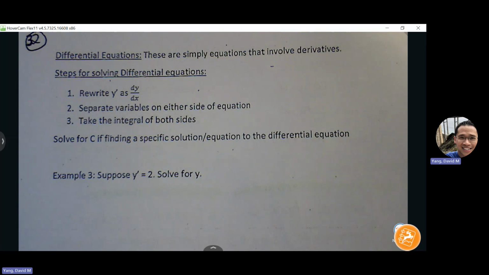So when we talk about solving a differential equation, that just means I want to get the derivative up to the function level, and that just means take the antiderivative. That's all it means. Okay.